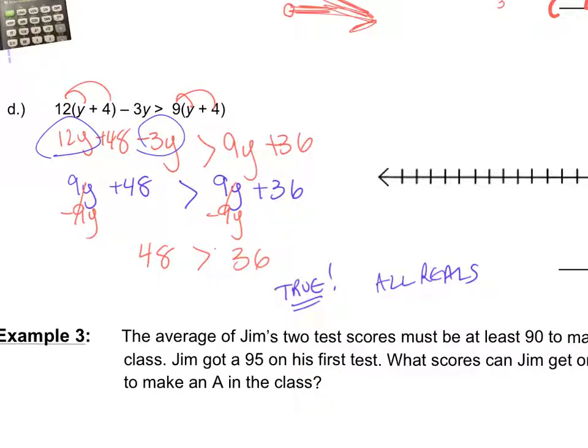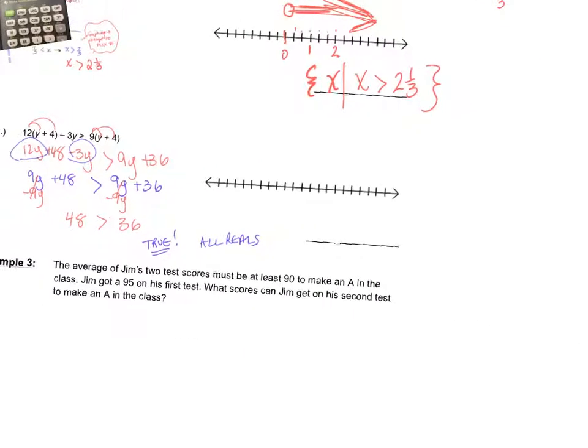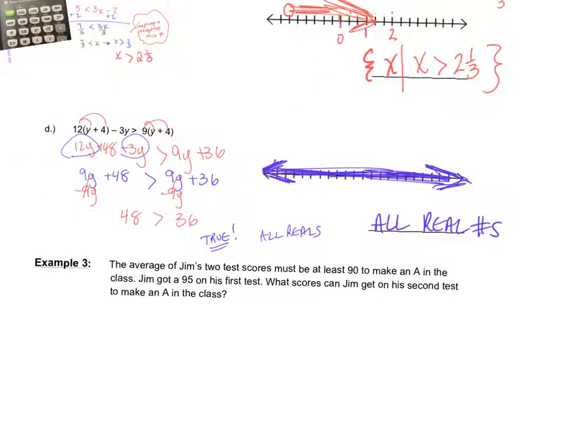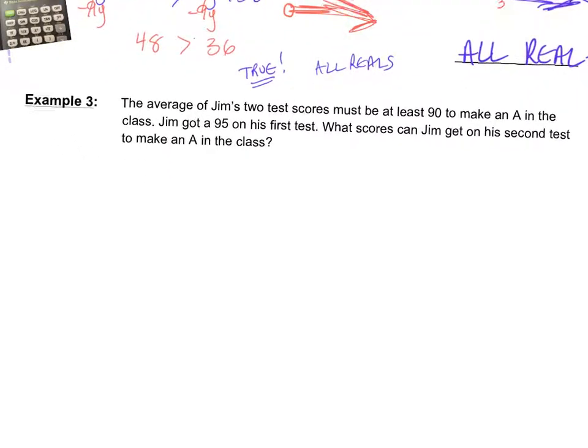And the way to draw this, if you think about what it's asking you, it's asking you what are the answers that make this true, and it turns out that all answers make this true. So all real numbers means every number that's on the number line. So you would actually shade the whole number line and draw arrows to signify and symbolize that every number makes this true. So you notice that even inequalities have special cases like all reals and no solution.